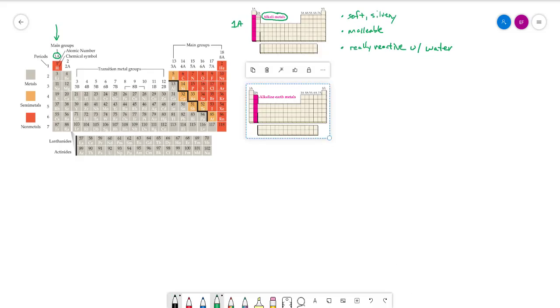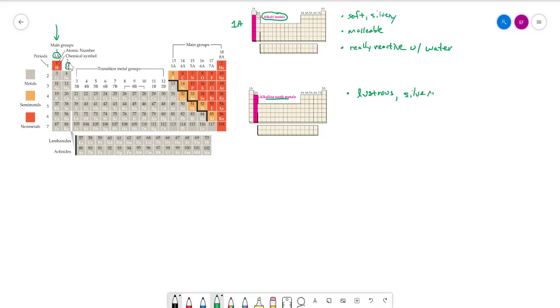Second, we have our group 2A. So now we've moved over one group on the table here. We call these the alkaline earth metals. These are typically characterized similarly. They're lustrous, which means they're kind of shiny when you shine light on them. Silvery, metal-like in finish. They're still reactive with water and oxygen, but less than 1A.